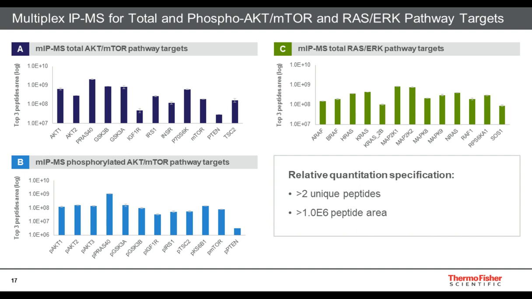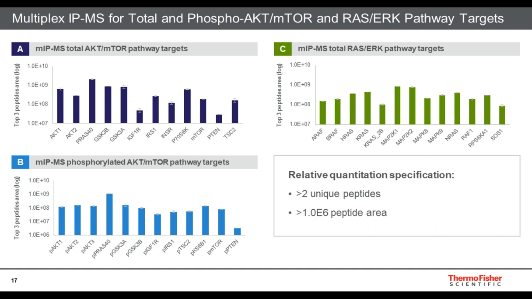And using these multiplex IP-MS assay kits, 12 total and 12 phosphorylated AKT mTOR pathway proteins, as well as 12 total RAS pathway proteins, were enriched from IGF-1 stimulated HCT116 cell line using the bioactivated antibody mixtures and the streptavidin magnetic bead-based mass spec compatible magnetic IP kits. And nano-LC-MS analysis for each assay resulted in identification of all these targets, which meets our relative quantitation specifications.